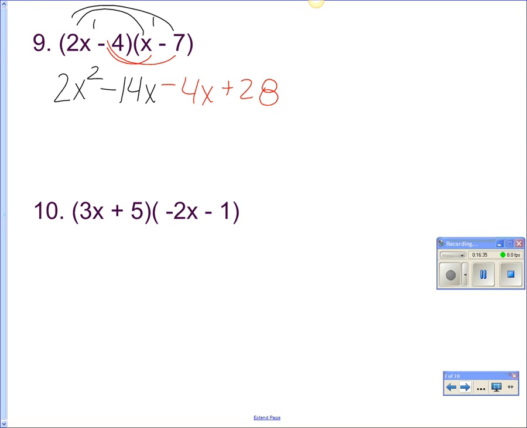You would like 2x squared. Drop that down. Good. Minus 18x. Good. Combine like terms. Plus 26. Very good. And drop that down. Good job. All right, number 10, 3x plus 5, negative 2x minus 1.